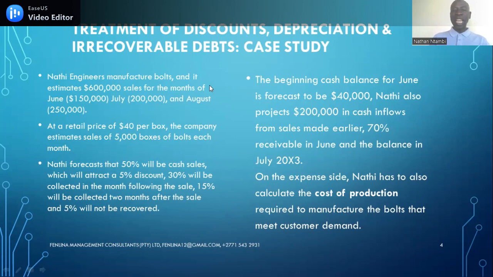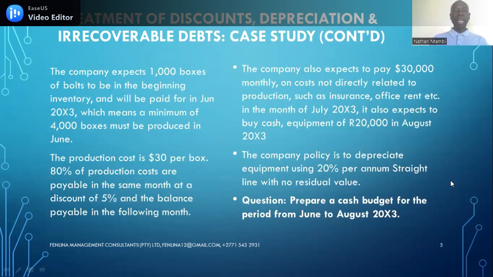On the expense side, Nathi has to also calculate the cost of production required to manufacture the boards that meet customer demand. The company expects 1,000 boxes of boards to be in the beginning inventory and will be paid for in June, which means a minimum of 4,000 boxes must be produced in June. The production cost is $30 per box.